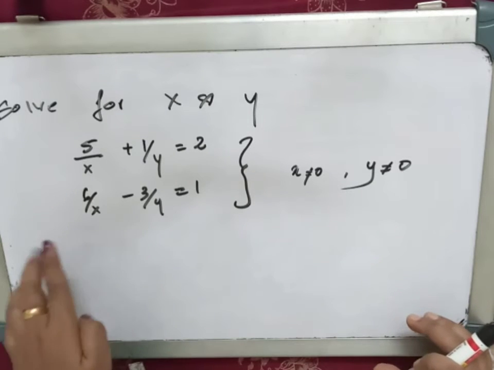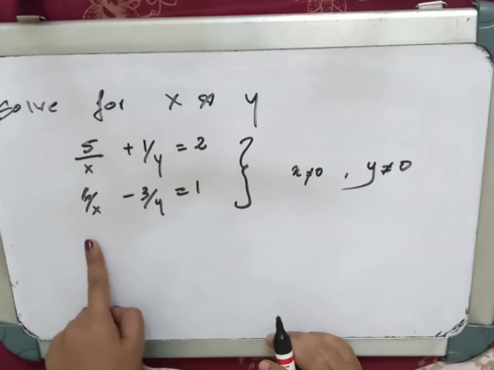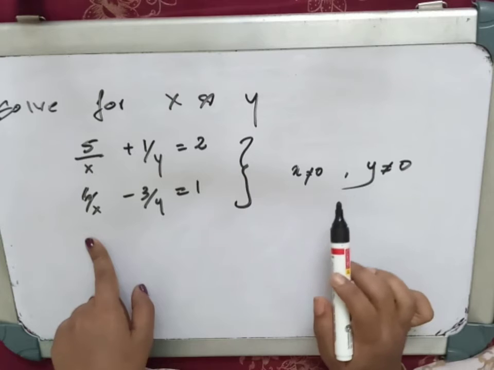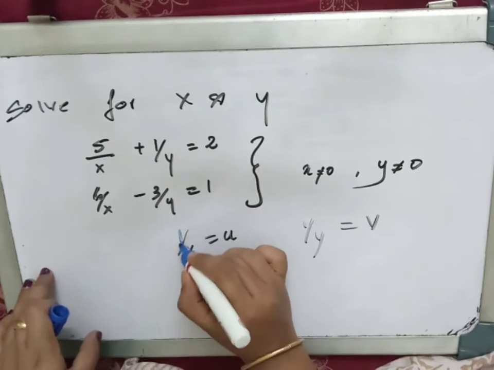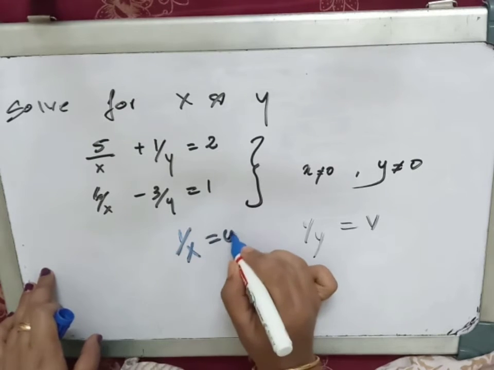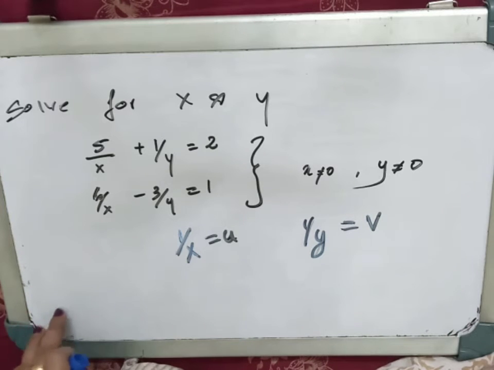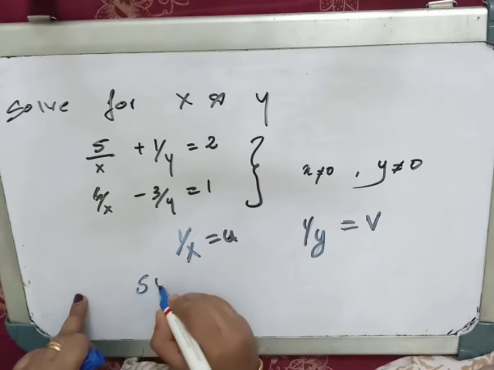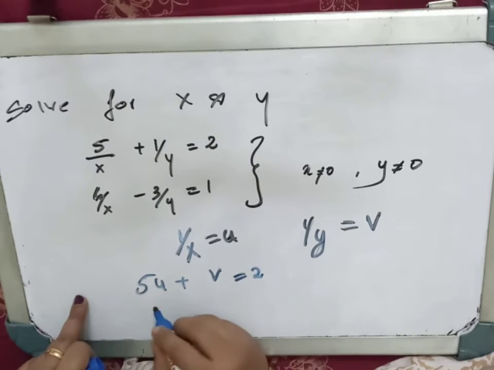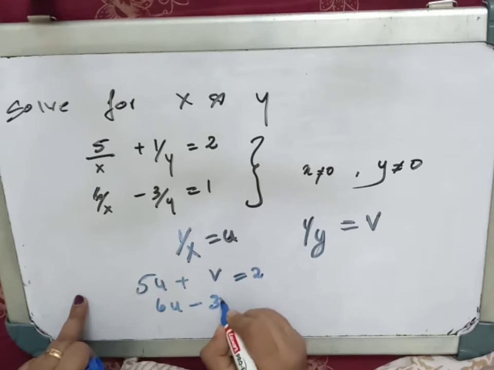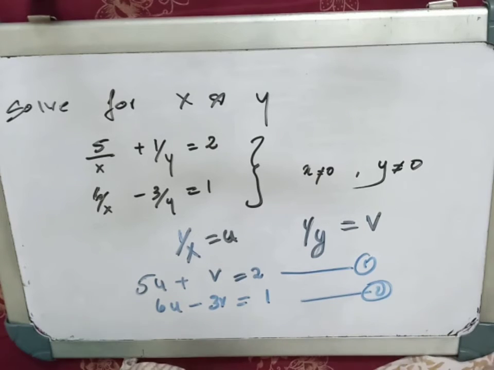Solve for x and y. The given equations are 5 by x plus 1 by y is equal to 2 and 6 by x minus 3 by y is equal to 1, and it is given that x and y are not equal to 0. So for simplicity we will substitute 1 by x as u and 1 by y as v. So we will rewrite the equation as 5u plus v is equal to 2 and 6u minus 3v equal to 1. So these are the two equations.